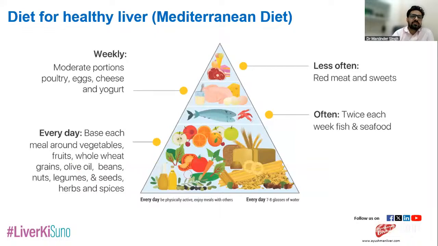So there are various diets for a healthy liver. One example is the Mediterranean diet, where you include moderate portions of poultry, eggs, cheese, and yogurts, and every day base each meal around vegetables, fruits, whole wheat grains, olive oil, beans, nuts, legumes, seeds, and herbs and spices. And less often you should use red meats and sweets, and you need to incorporate more fish and seafood.